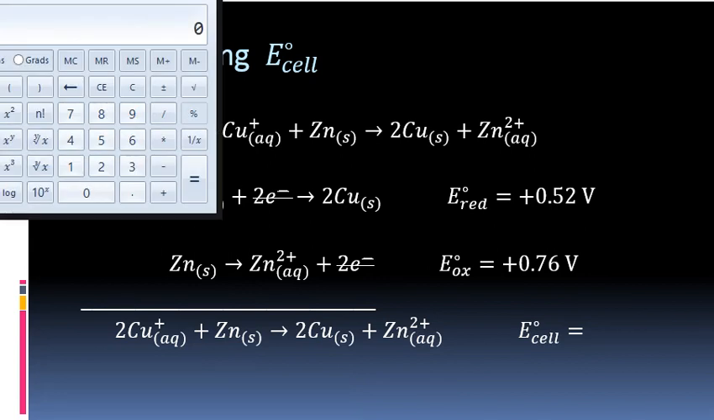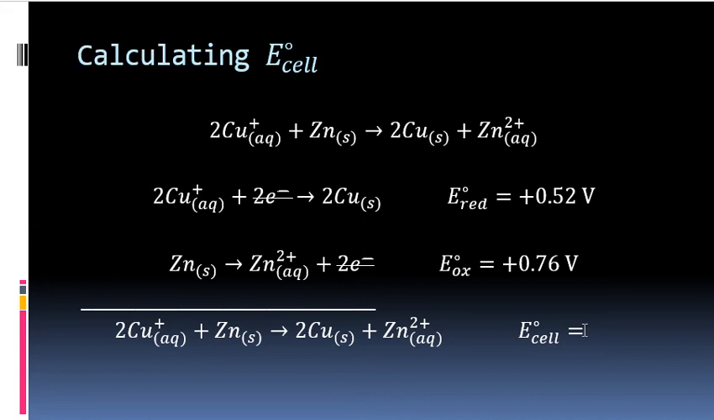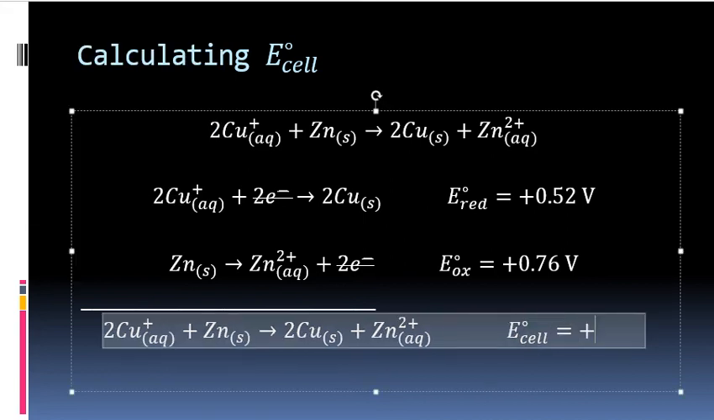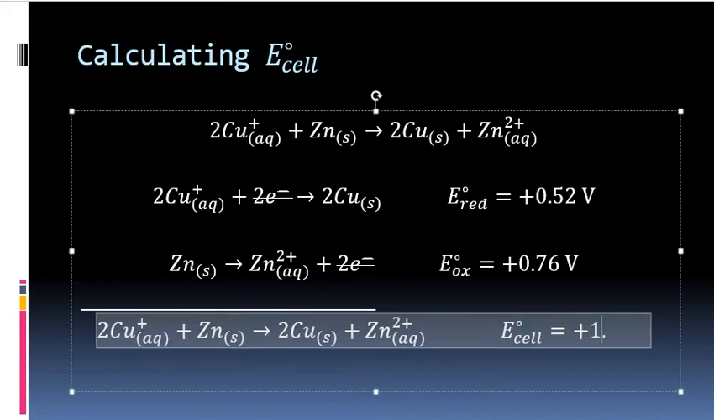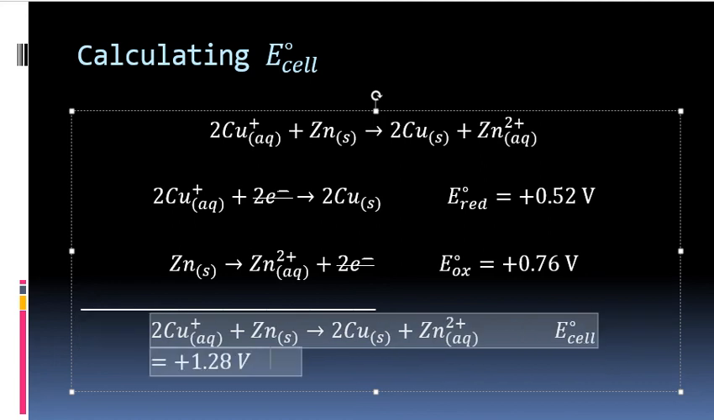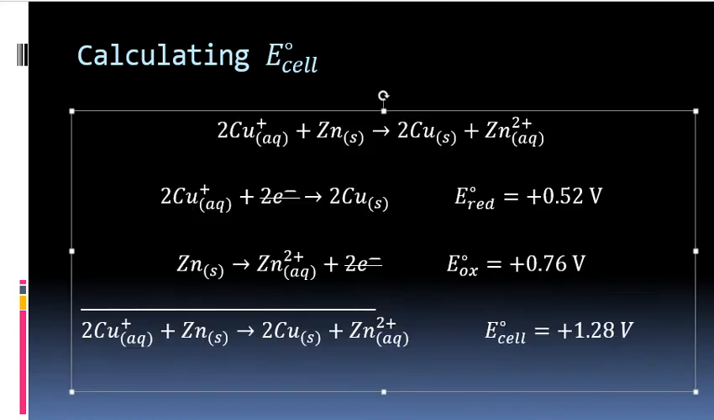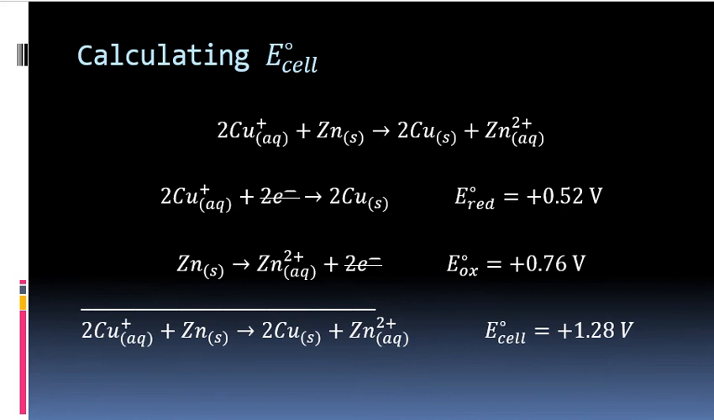So effectively, if we have the first half reaction being positive 0.52 volts, and the second half reaction being positive 0.76 volts, adding those two together is going to give us a cell potential of positive 1.28 volts. And so, cool. That is the simple way of calculating a standard cell potential. For this part, you can think of it like that Hess's law setup from prior.